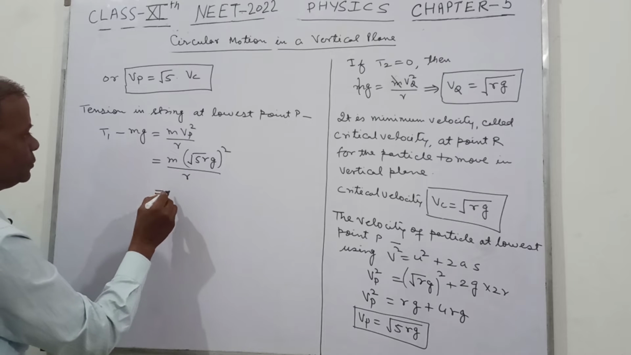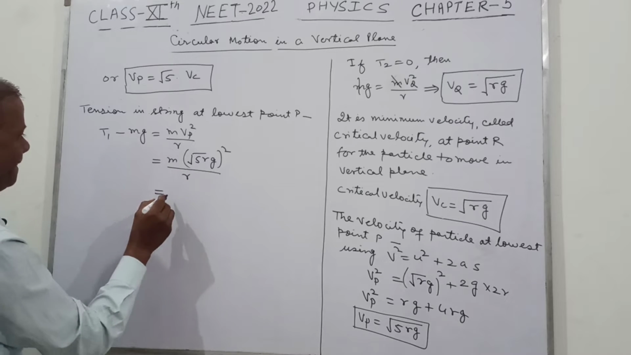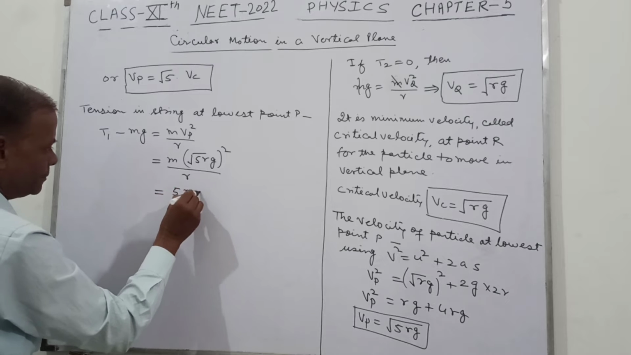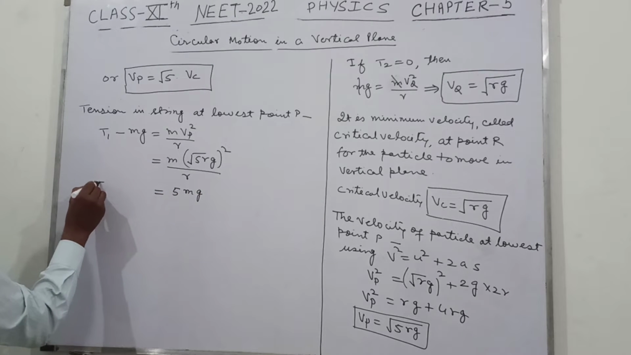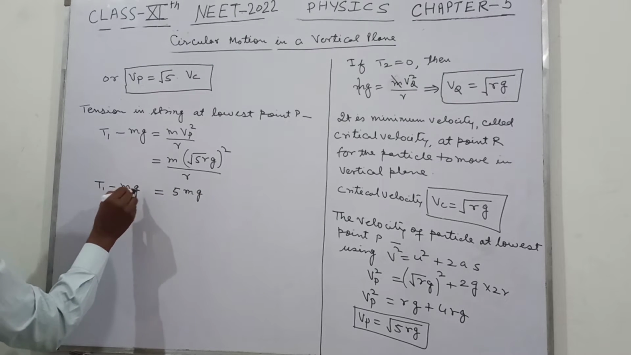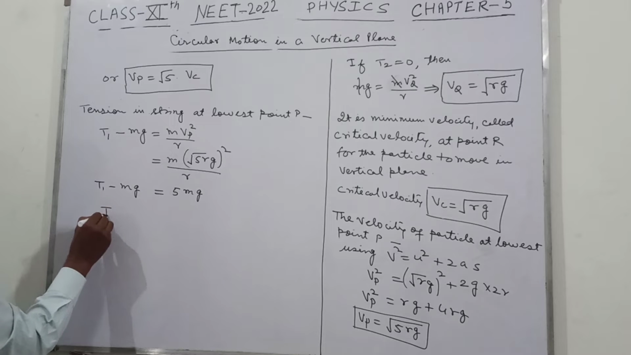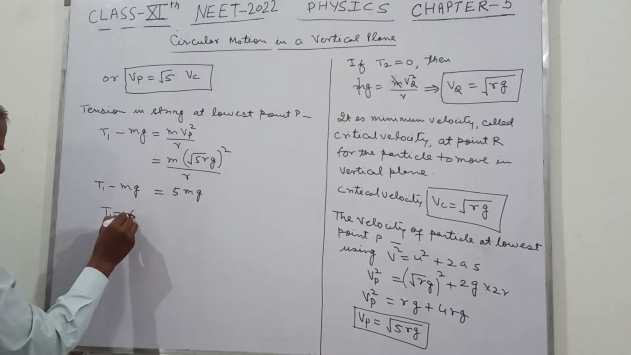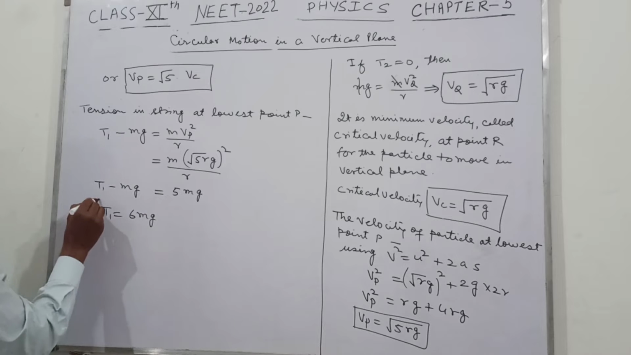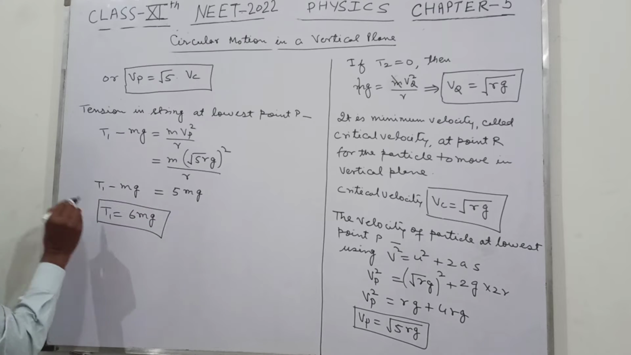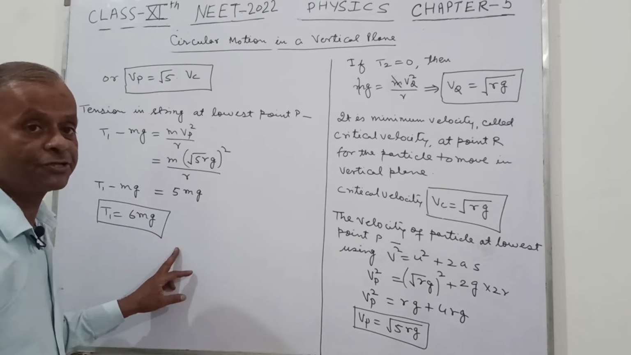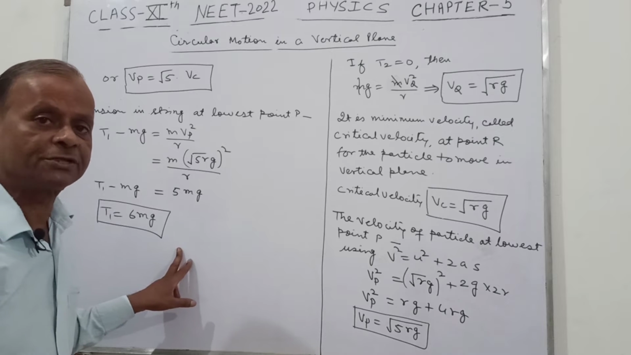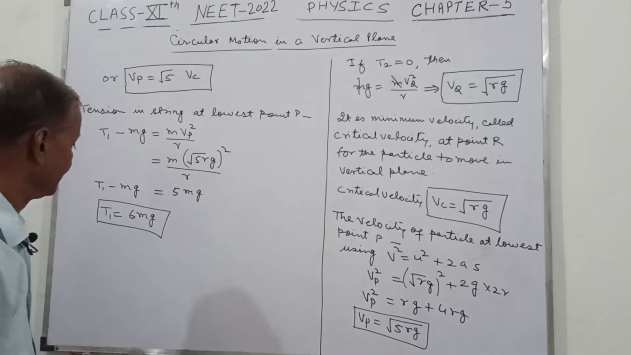So this is equal to 5 mg. This is now your T1 minus mg. So what we have? T1 equal to 6 mg. So the tension at the lowest point is 6 times the weight of the body.